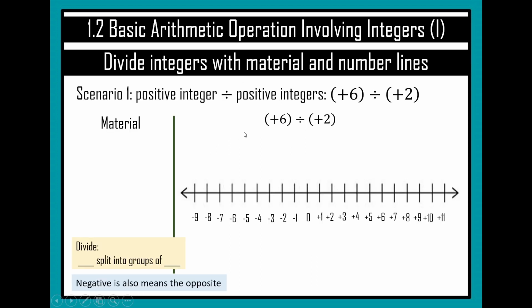Okay, let's look at some scenarios. The first case is where a positive integer divides with a positive integer. For example, positive 6 divides positive 2. Positive 6 means I need 6 green circles, and I need to divide them into 2 groups. Finally, I have 3 green circles per group.